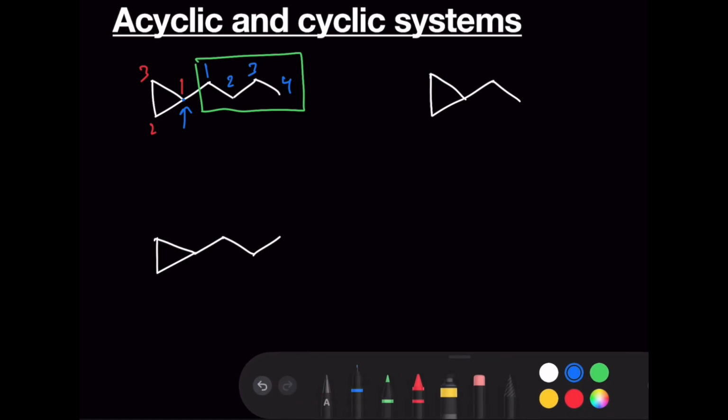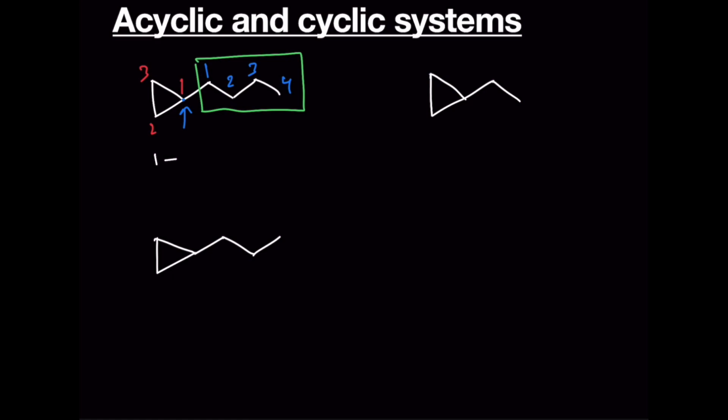So, the IUPAC name is 1. This 1 basically refers to this. In parenthesis, cyclopropyl. We have 4 carbon atoms in the parent chain and therefore butane.